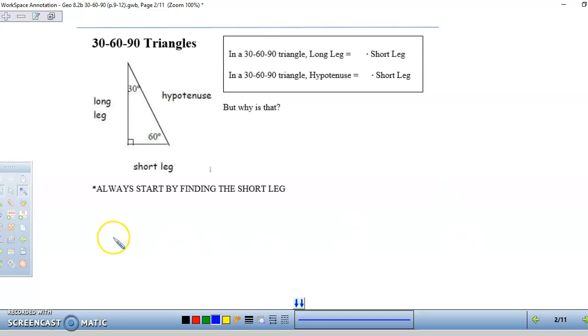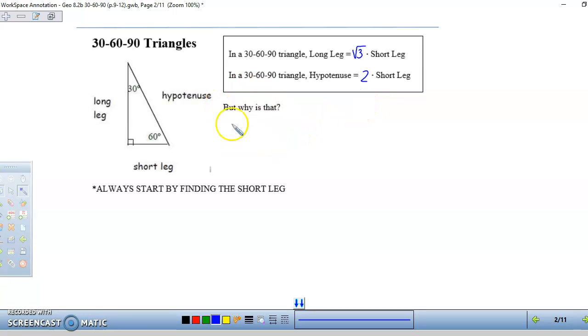Okay, these are called 30, 60, 90 triangles because in this scenario, you're always going to have a 30-degree angle and a 60-degree angle with the right angle. So, summarizing, in a 30, 60, 90 triangle like above, the long leg is root 3 times the short leg. And in a 30, 60, 90, the hypotenuse is 2 times the short leg, just like we talked about above.